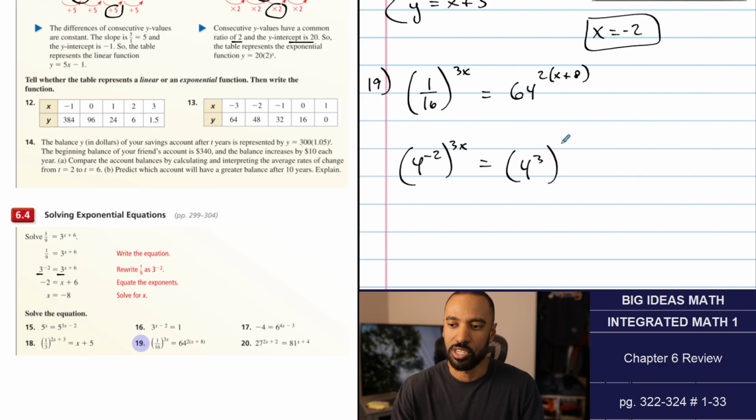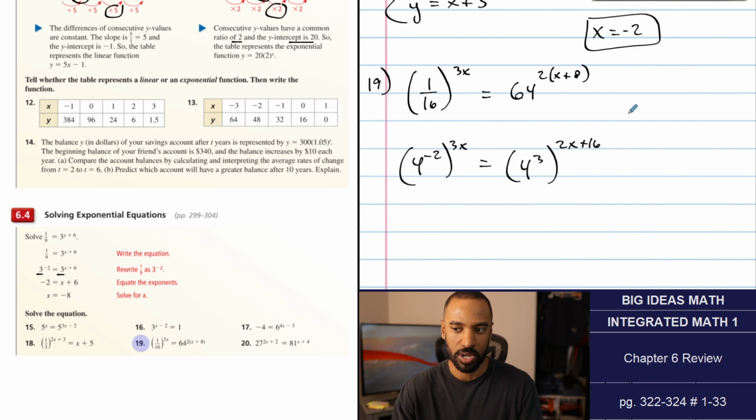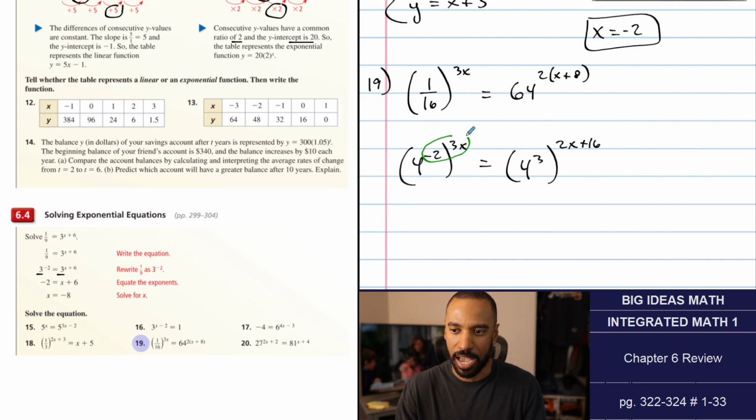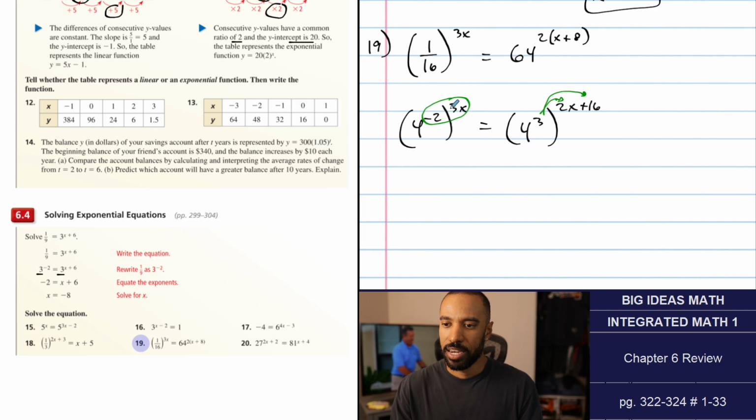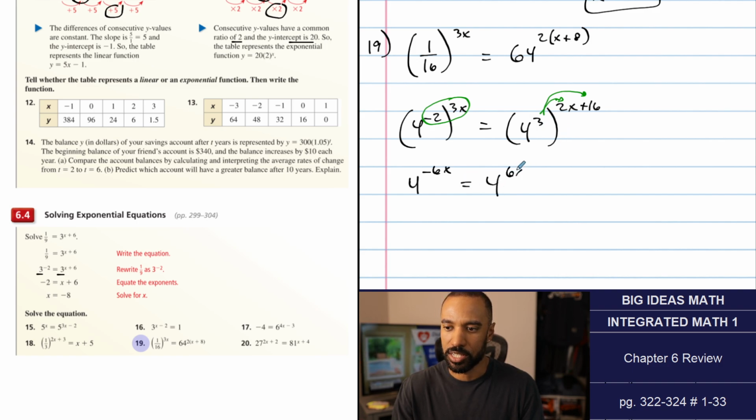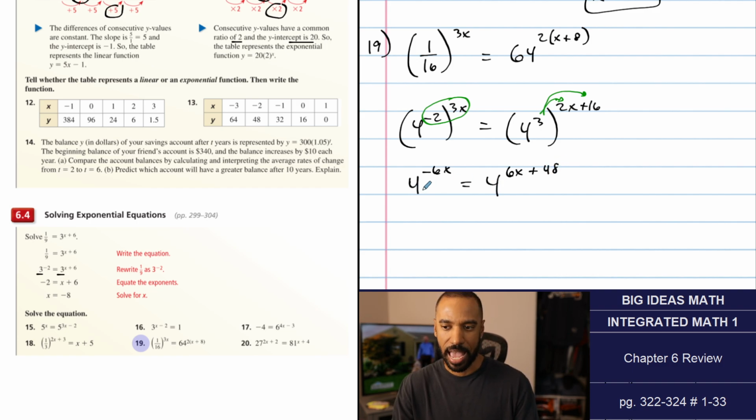Now, please use parentheses around this to begin with. There's more to be had. First thing I'm actually going to do, guys, is distribute this too. I get 2x plus 16 up there because there's actually more distribution I have to do in just a moment. And that is because when you do a power of a power like this, the exponents actually multiply. So these multiply and these multiply. So, -2 times 3x is negative 6x. And over here, 3 times 2x is positive 6x, and then plus 48. The bases now truly match.